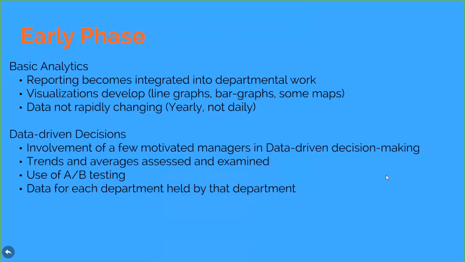Only a few motivated managers are involved in data-driven decision-making during this phase. These managers will assess trends and averages. They might start using A/B testing. Data during this period is highly siloed, with data for each department being held by that department.